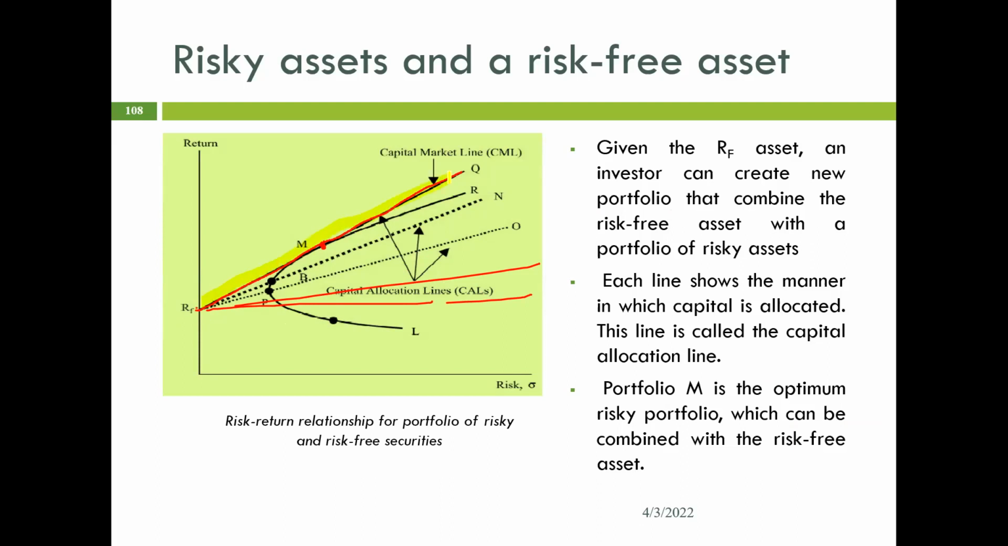We call this the capital market line. This is the efficient point. This line shows the manner in which capital is allocated. This line is called the capital allocation line, or we call it the capital market line. Portfolio M, this one, is the optimal risky portfolio. This is the optimal risky portfolio which can be combined with the risk-free asset.